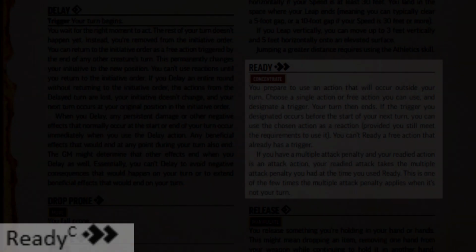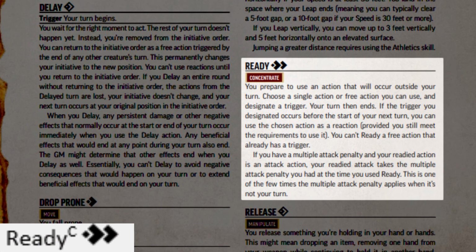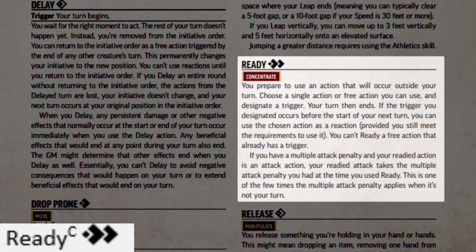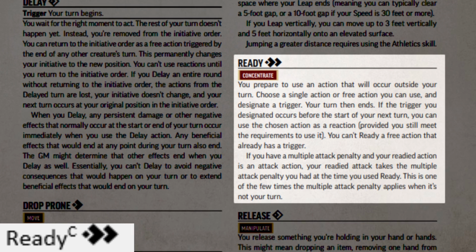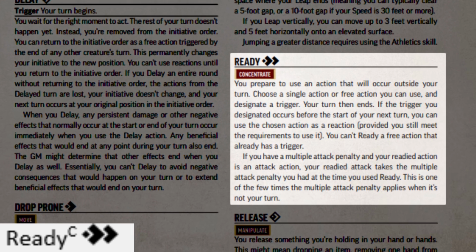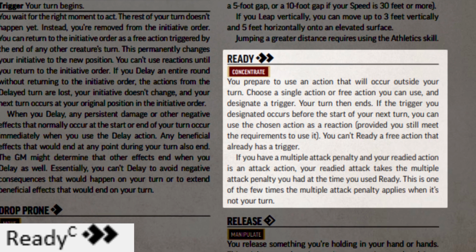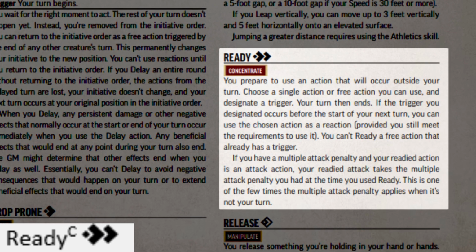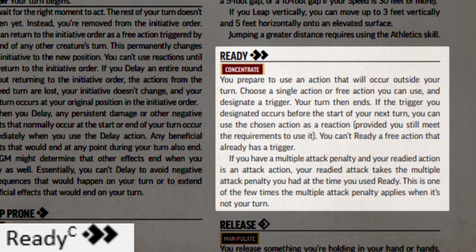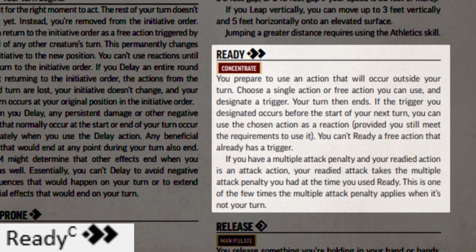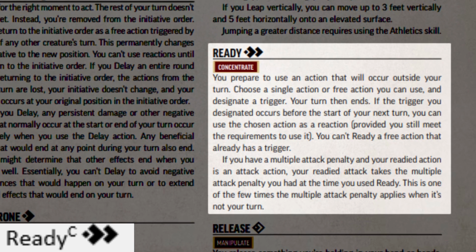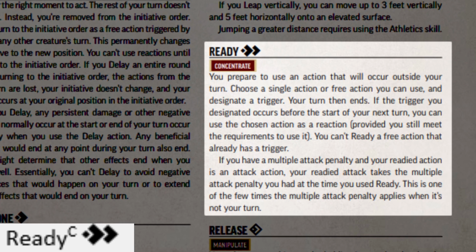The last activity I'd like to cover is the Ready action. This is available to all characters at any time, but is kind of its own unique type of action. When you ready an action, you spend 2 actions on your turn to prepare any single or free action with a trigger. This trigger works exactly like a reaction, and, if met, allows you to perform the readied action on somebody else's turn.